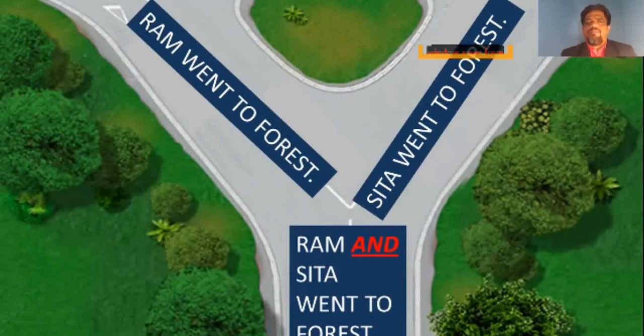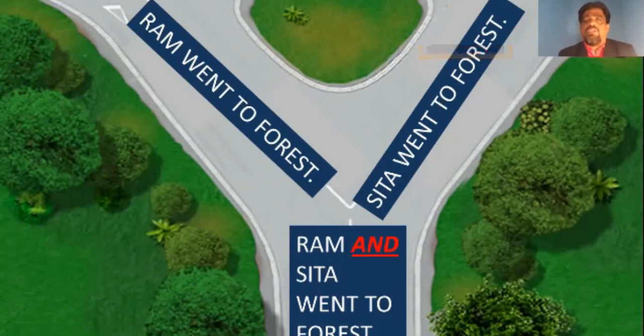And. The word and worked like a junction, and then it joined these two sentences. Ram went to forest as well as Sita went to forest, and then these two sentences were made into one with the word and. Ram and Sita went to forest. Here we see the word and worked like a conjunction, worked like a junction that could join two sentences.